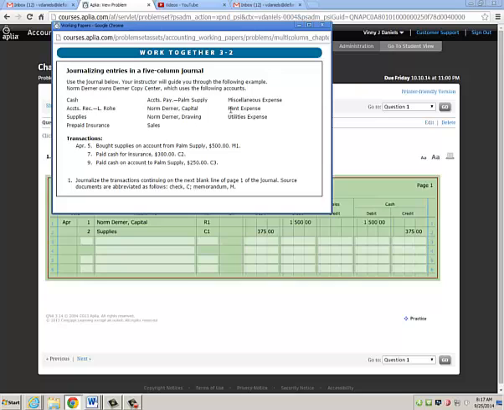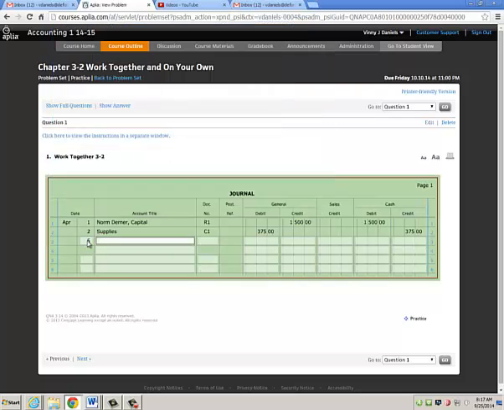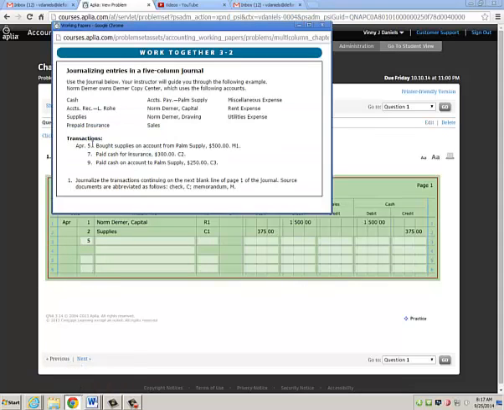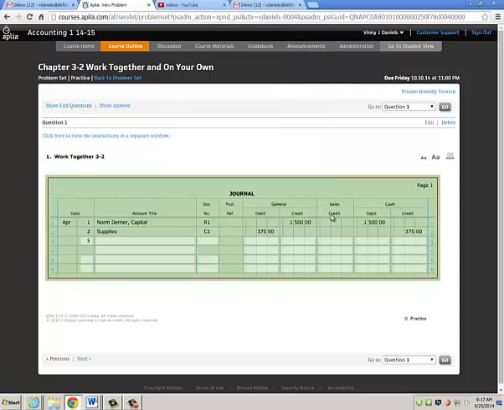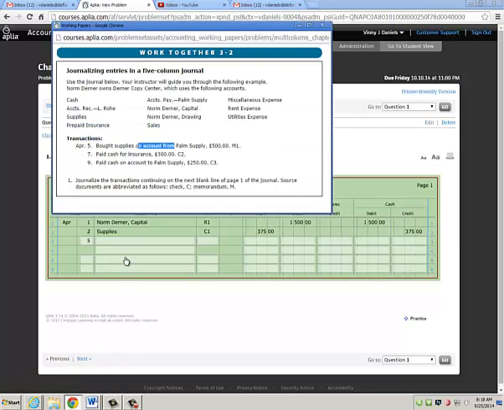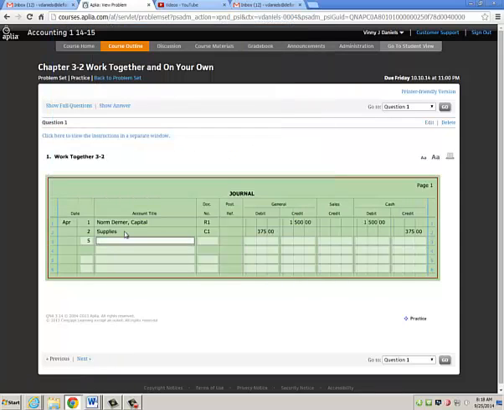On April 5th, bought supplies on account from Palm Supply for $500. Well, when we do that, I think you guys could all get the date right, considering it tells you it's the 5th. That's fun. That should be easy for us. The crazy thing about this transaction you might be seeing is that there's supplies and then there's on account. So for this transaction, we don't have a sales credit and we don't have cash. So what's going to happen is we're going to have to write down 2 accounts. Our debit in this transaction, I hope you see, will be supplies.